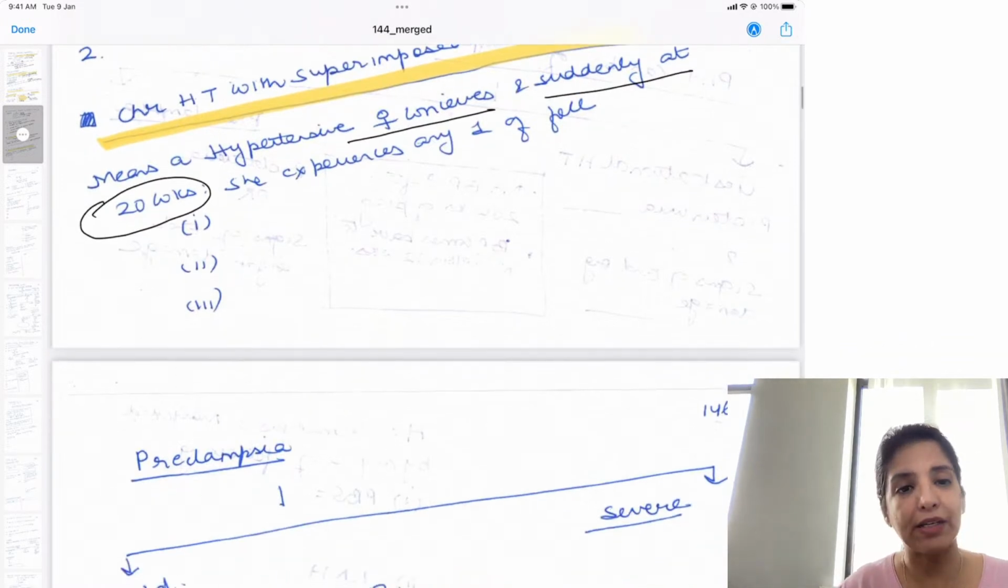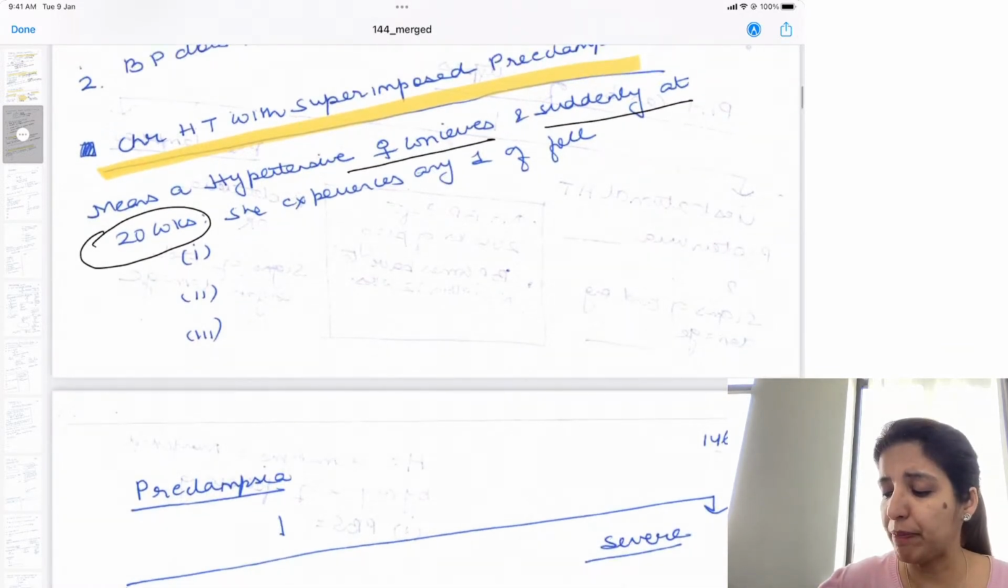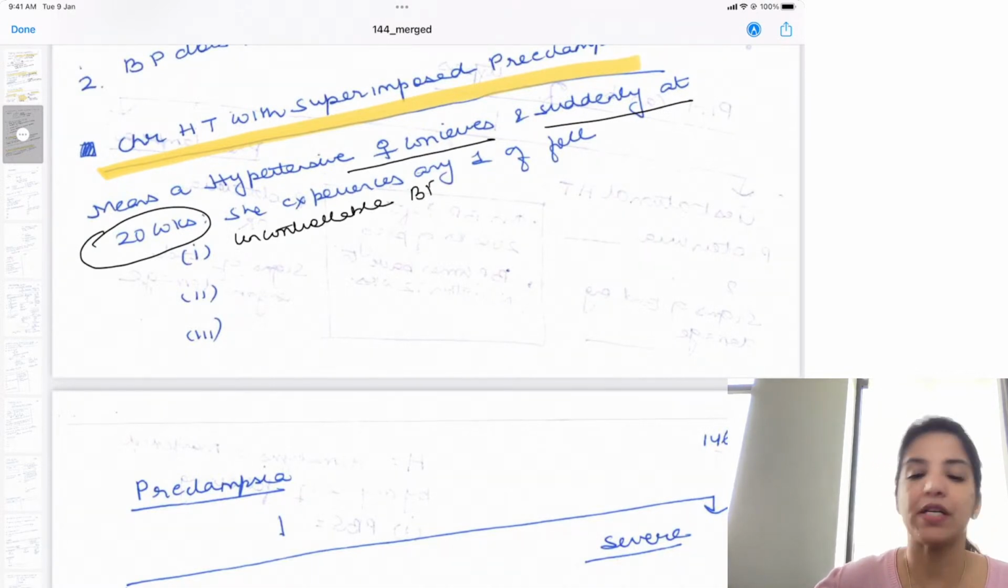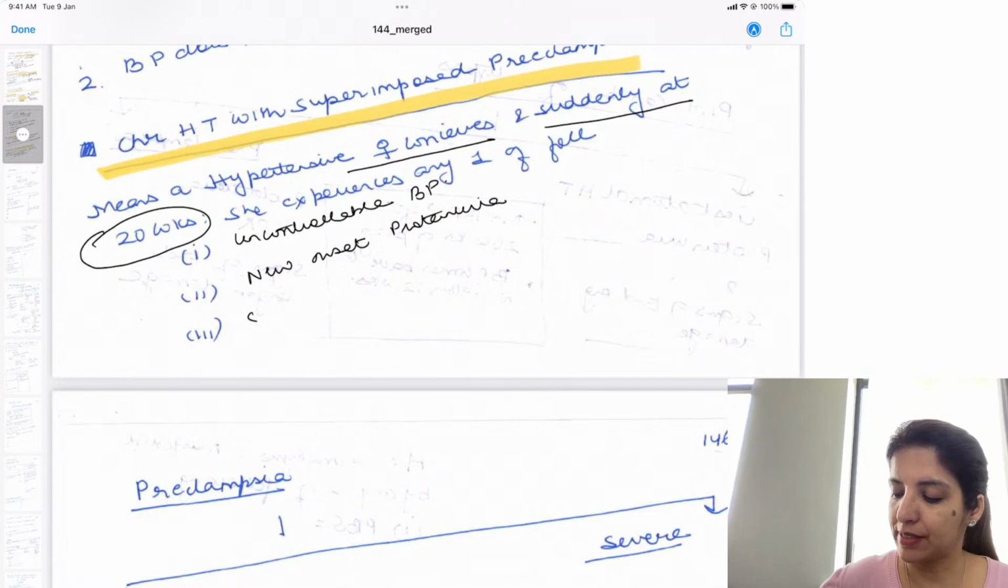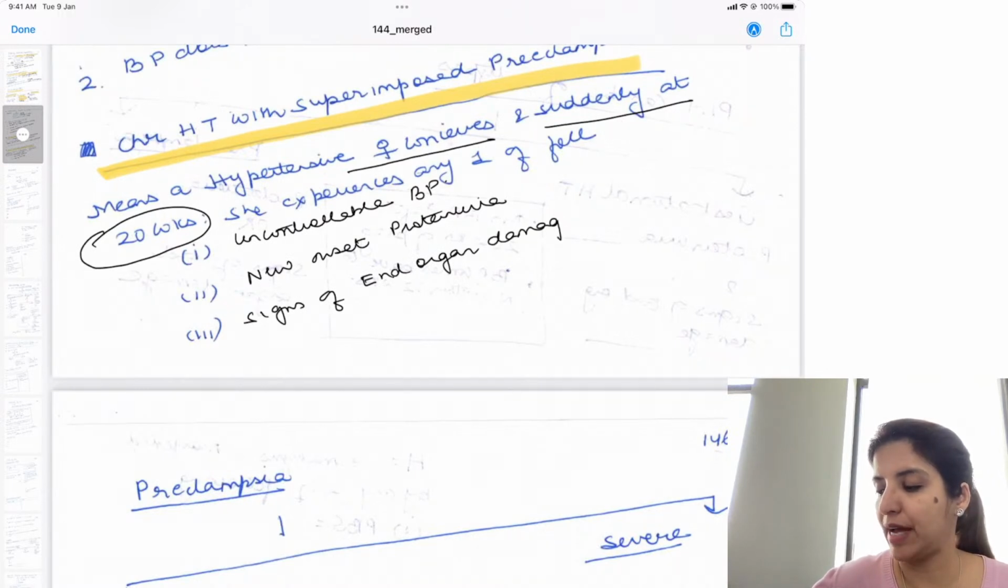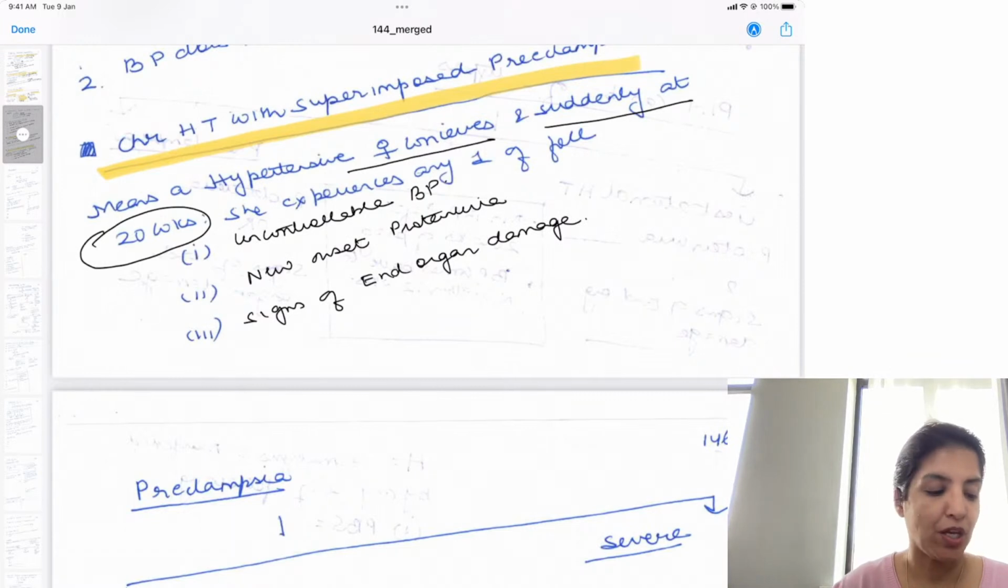And what is that? Suddenly at 20 weeks, her BP becomes uncontrollable. Or she develops new onset proteinuria. Or she gets signs of end organ damage. End organ damage, right? So this is what will be called as chronic hypertension with superimposed pre-eclampsia.